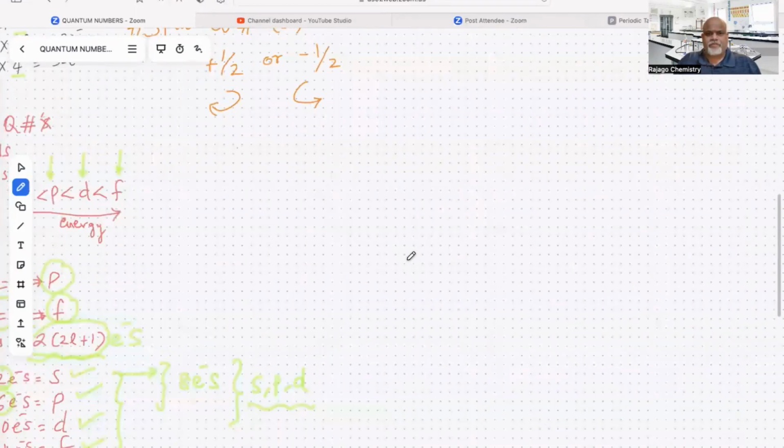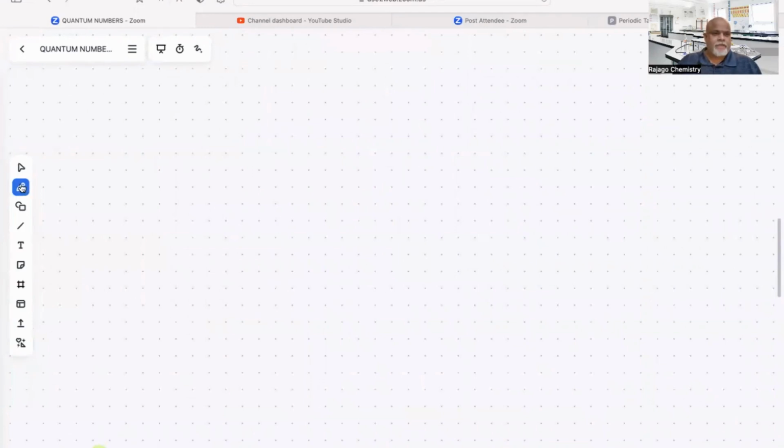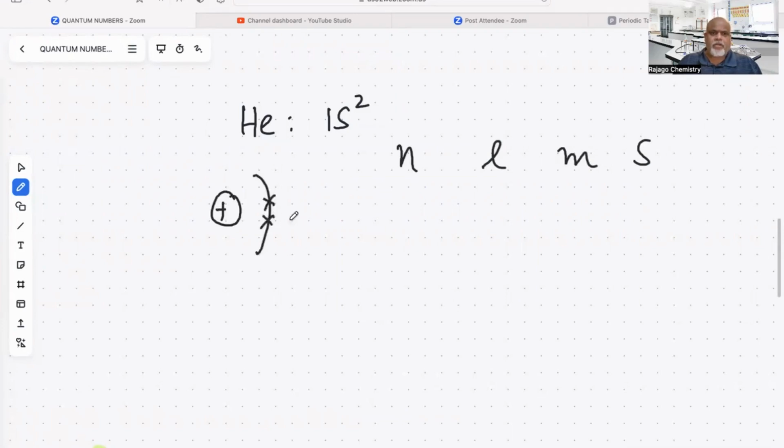Let's take helium. The electronic configuration of helium is 1s2. So if I have to write the n, l, m, s values, both the electrons are in the first shell. The n value is going to be for the first electron and the second electron. The first electron and the second electron, the n value is going to be 1.